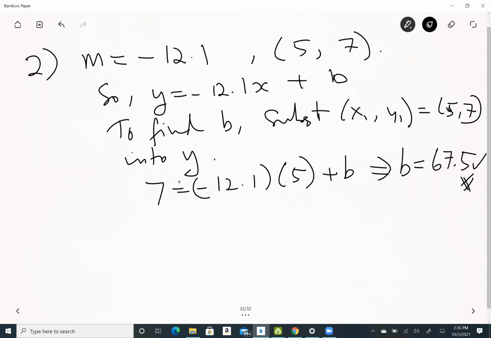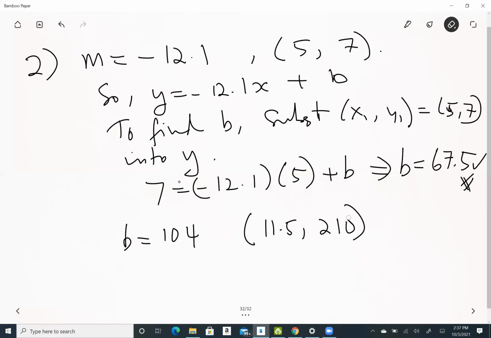Now we can also do this. You are given the intercept b, say 104, and then you are given a point, say 11.5, 210. We are given a point, the y is 210 and x is 11.5. So we do similar substitution. You have y equal to mx plus b, with b being 104.